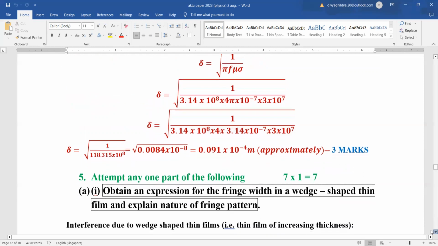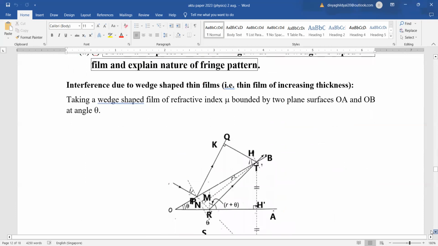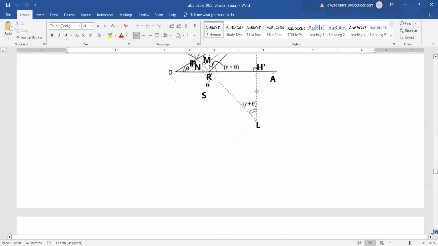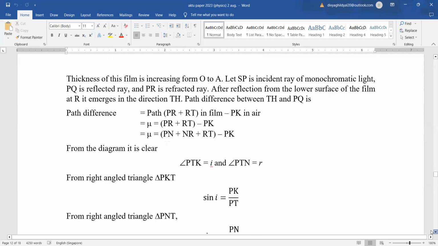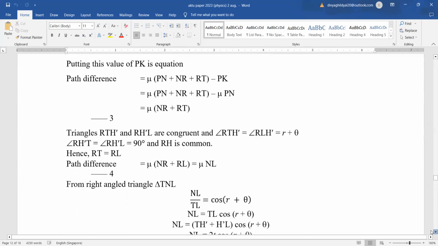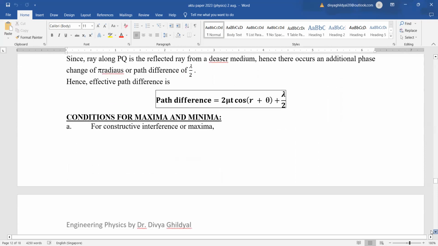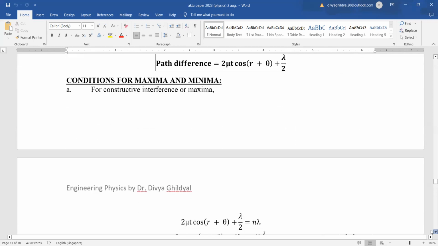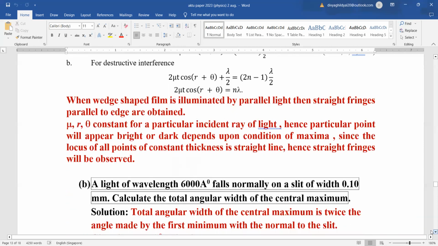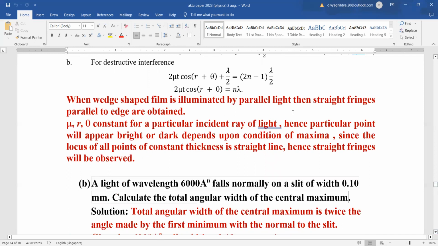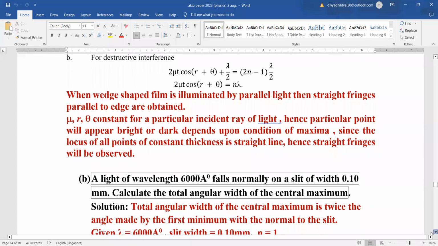Expression for fringe width for a wedge-shaped film. Now, the wedge shape has been asked many times. For a detailed explanation, you can refer to my interference lecture series on how you will get the answer for the wedge shape. Along with that, the path difference for the wedge shape is 2 mu t cos(r plus theta) plus lambda by 2. They are asking you to discuss how the fringes are formed. So when it is illuminated by parallel light, then straight fringes parallel to the edge will be obtained, and the locus of all points of constant thickness is a straight line, and hence we get straight fringes.